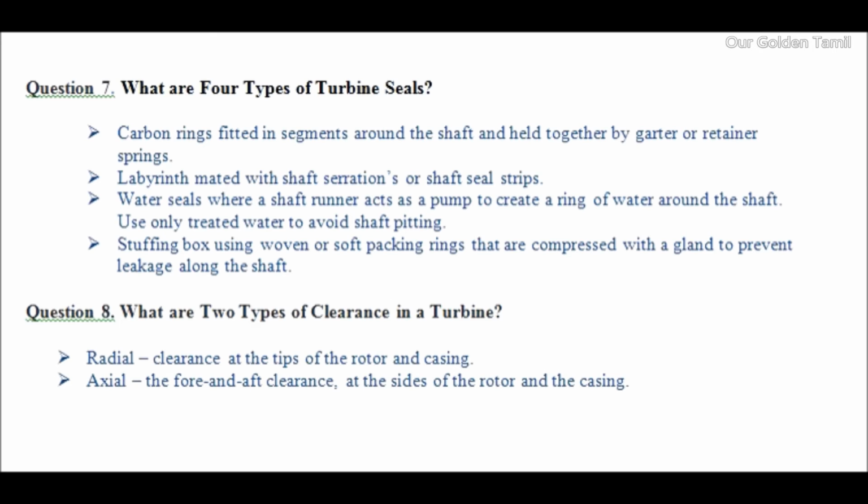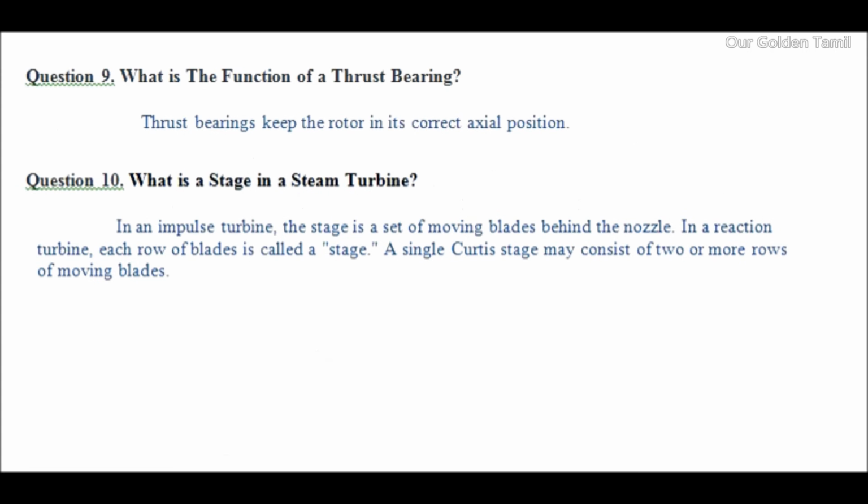Question 8. What are 2 types of clearance in a turbine? Radial, clearance at the tips of the rotor and casing. Axial, the fore and aft clearance, at the sides of the rotor and the casing. Question 9. What is the function of a thrust bearing? Thrust bearings keep the rotor in its correct axial position.